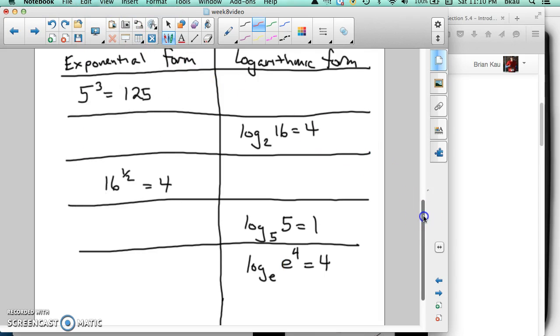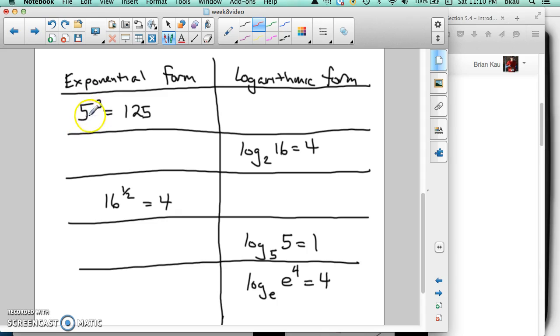All right, let's start with this one here. We're in exponential form. For the logarithmic form, the log is going to equal the exponent. So here we say 3 equals log, and then the bases are the same. The base here is 5, of 125. So the exponent always equals the logarithm, and the base is the same as the base over here. 5 is the base here, 5 is the base here. So the logarithmic form of 5 to the third equals 125 is log base 5 of 125 equals 3.